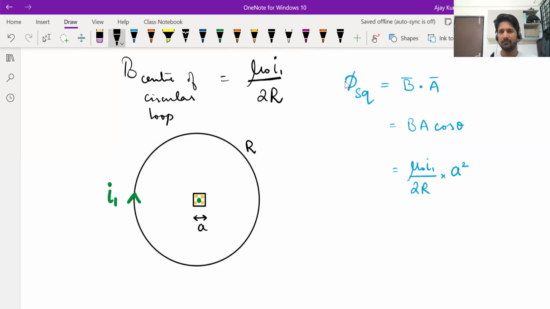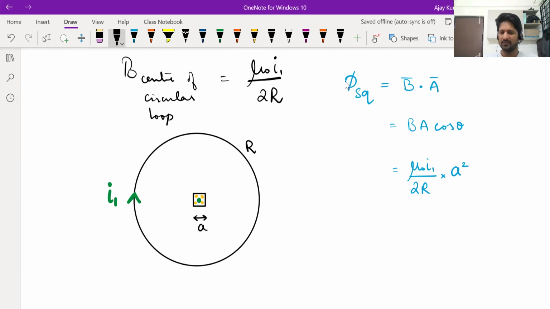Because we need the angle between magnetic field and area vectors. So what is the direction of magnetic field produced by the circle at its center? Into the screen. See, Rishi, you just have to curl your right hand fingers along the flow of current. Current is flowing clockwise. Curl your right hand fingers clockwise. For me, this is into the screen.